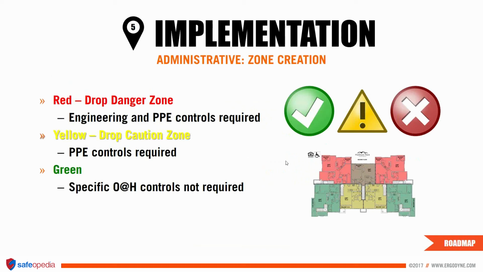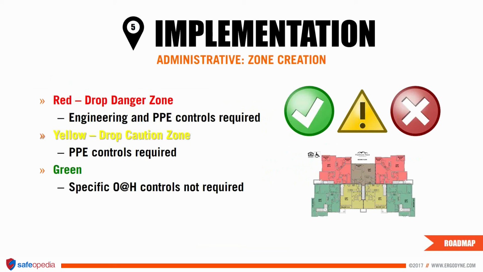So for example, on this job site, you would create a red zone where you would require individuals to practice prevention in the form of tethering, which is an engineering control, and they must wear PPE. So this is maybe at a higher level, a level above, where you want people to wear their standard PPE, but also practice prevention.